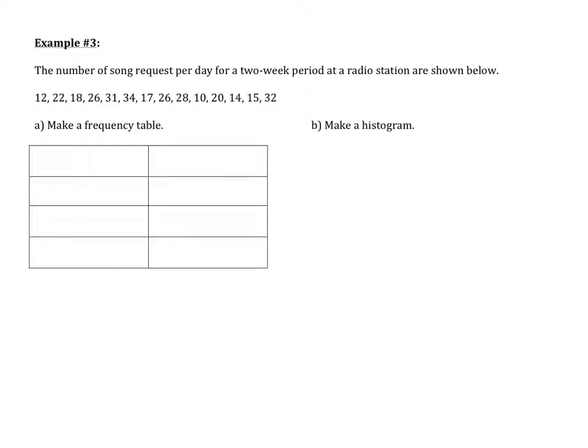Here in example number 3, we're going to see an example of making a frequency table and a histogram, and these two things go hand in hand. The problem says the number of song requests per day for a 2-week period at a radio station are shown below, and they give us this set of data. On one day, 12 songs were requested. On another day, 22 songs were requested. If it's a 2-week period, I should assume that I have 14 numbers in here.